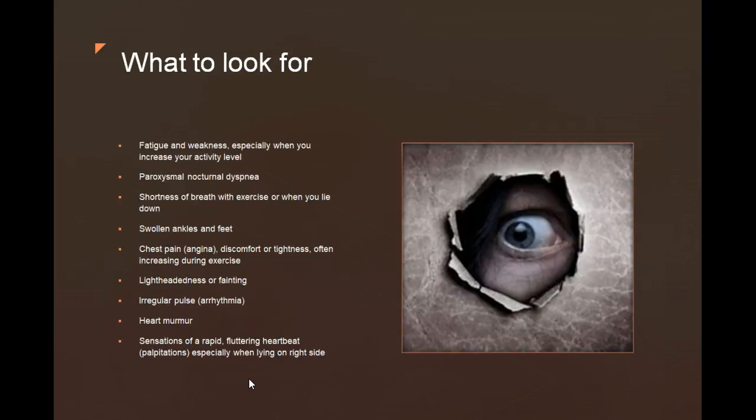What you want to look for with aortic regurgitation is the fatigue and weakness, especially when you increase the activity level. Again, with that fixed cardiac output, the paroxysmal nocturnal dyspnea, the shortness of breath with exercise or when you lie down, the swollen ankles and feet, chest pain, discomfort or tightness often increasing during exercise, the lightheadedness or fainting. You could have an irregular pulse, a heart murmur, and sensations of a rapid fluttering heartbeat or palpitations, especially when lying on the right side.